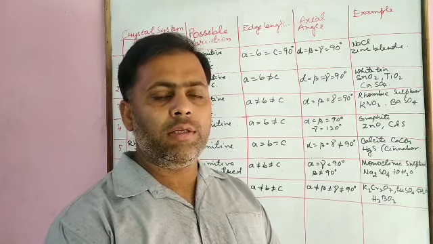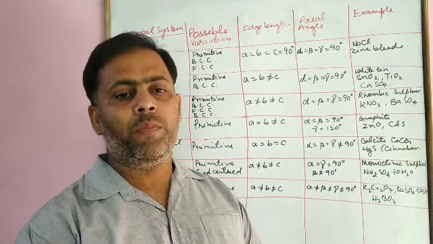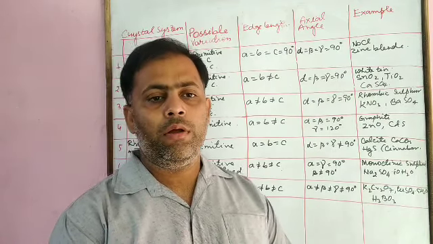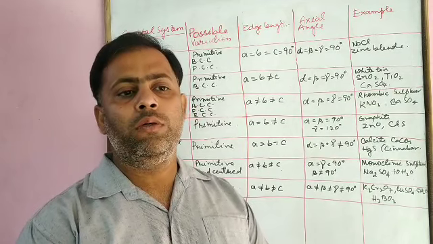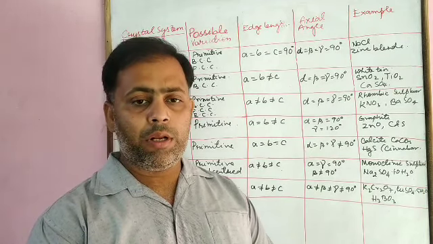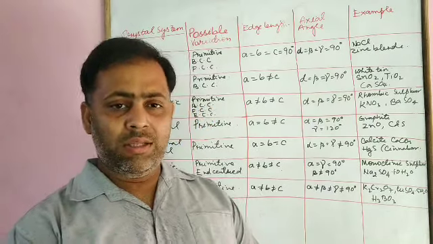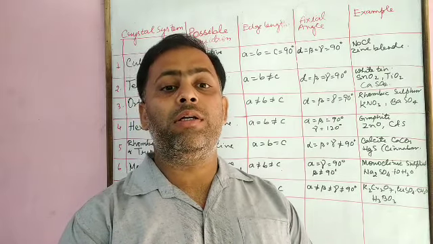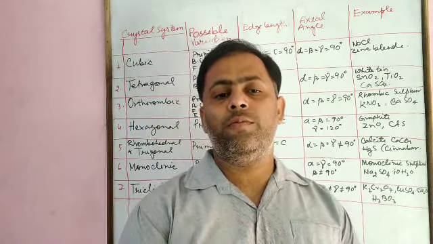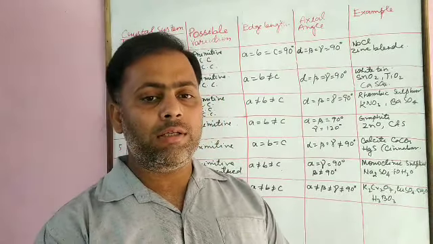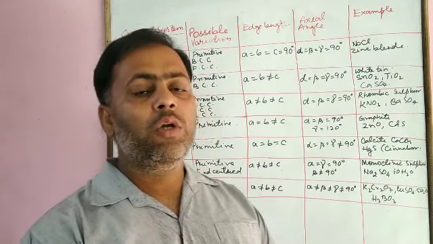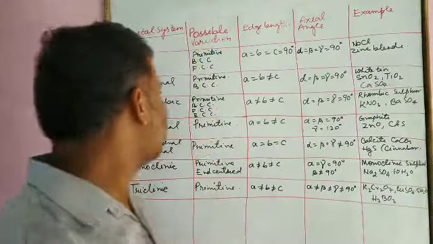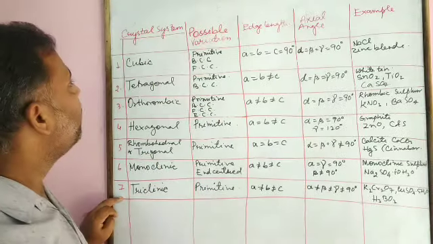Based on the edges, that is a, b and c, and the angles between the edges, that is alpha, beta and gamma, a unit cell is categorized into 7 basic types. Remember it, we have discussed. There are 14 Bravais lattices and 7 basic crystal systems based on the nature of the parameters, that is the edge lengths a, b and c, together with the angles between the edges, alpha, beta and gamma. They are categorized into 7 basic crystal systems.